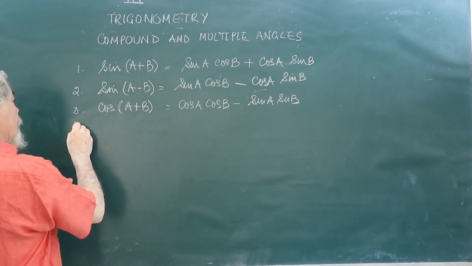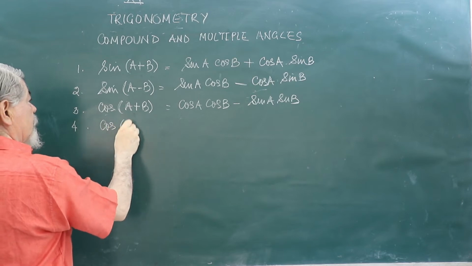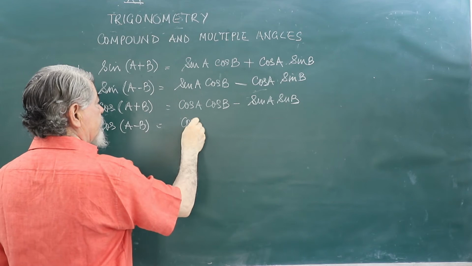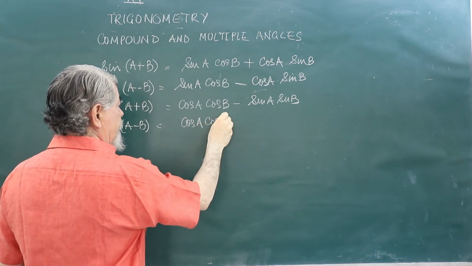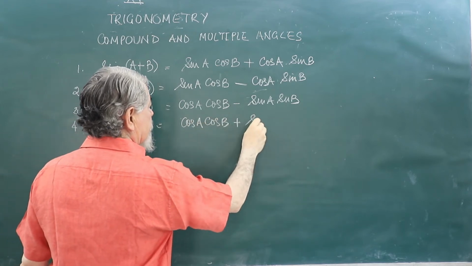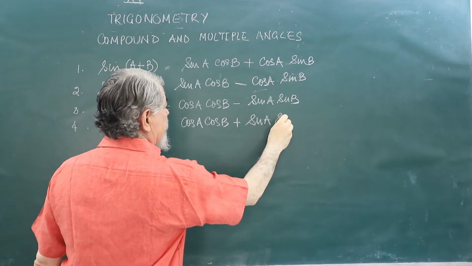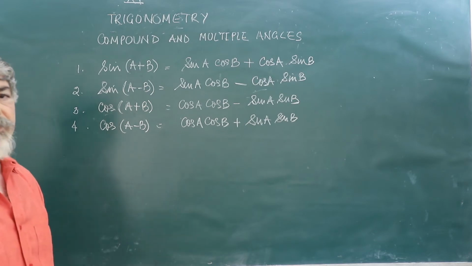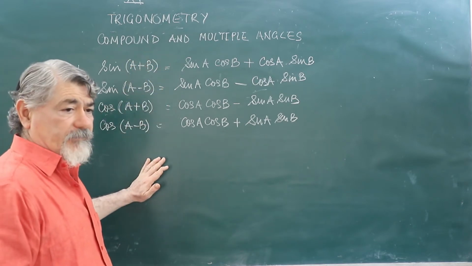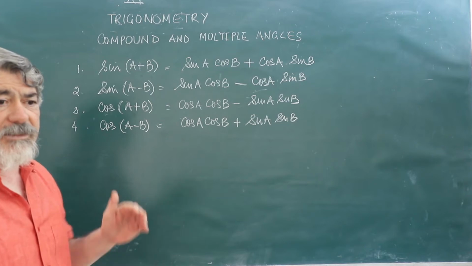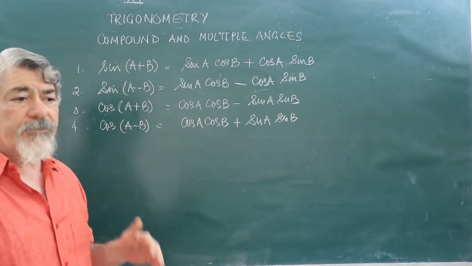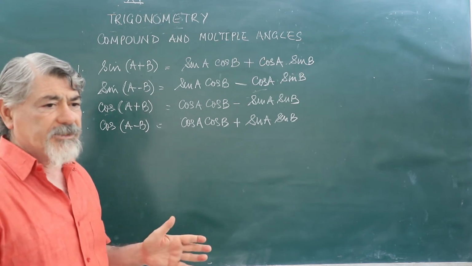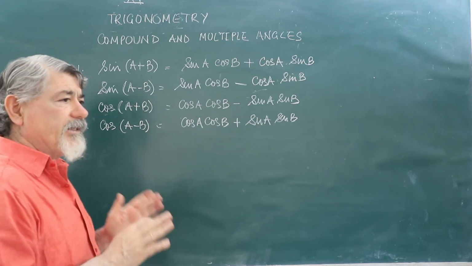For example, cos A minus B will become cos A cos B plus sine A sine B. These are very important formulas because throughout whatever formulas we will do further, we will make use of them. So it is important for you to remember them. And the best way, I told you, is application. Application is the best way, otherwise remember.